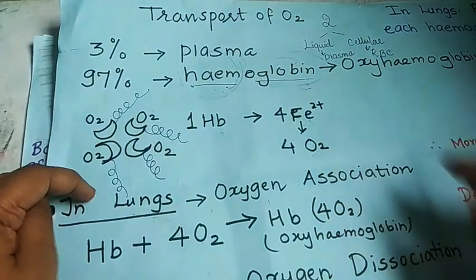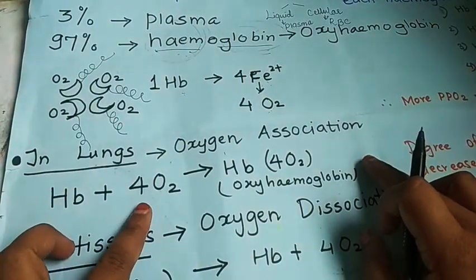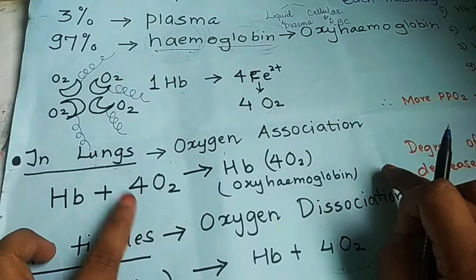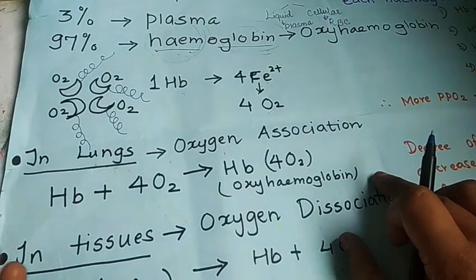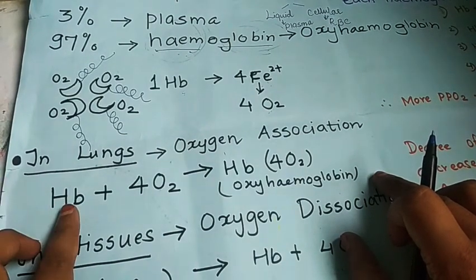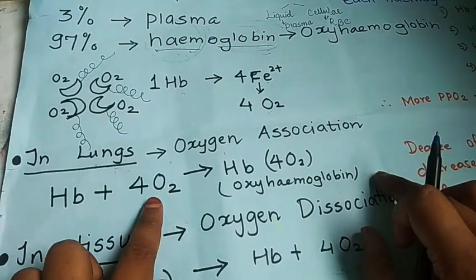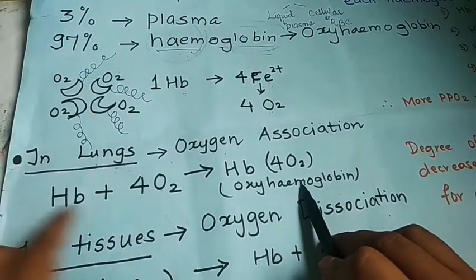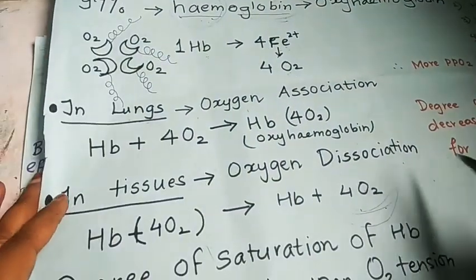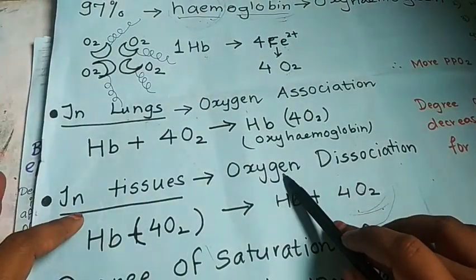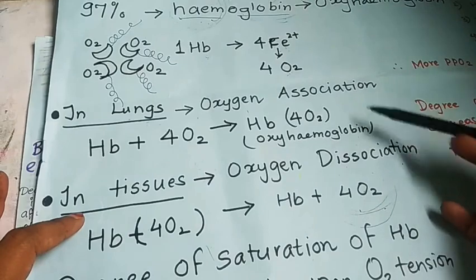So what happens in the lungs? Association of oxygen with hemoglobin takes place. It depends especially on the partial pressure of oxygen. The higher the concentration of oxygen, the higher will be the saturation of hemoglobin with the oxygen. So hemoglobin, when combined with oxygen, forms oxyhemoglobin inside the lungs. But when this oxyhemoglobin reaches the tissue, what happens? Oxygen dissociation. Association and dissociation are opposite of each other.